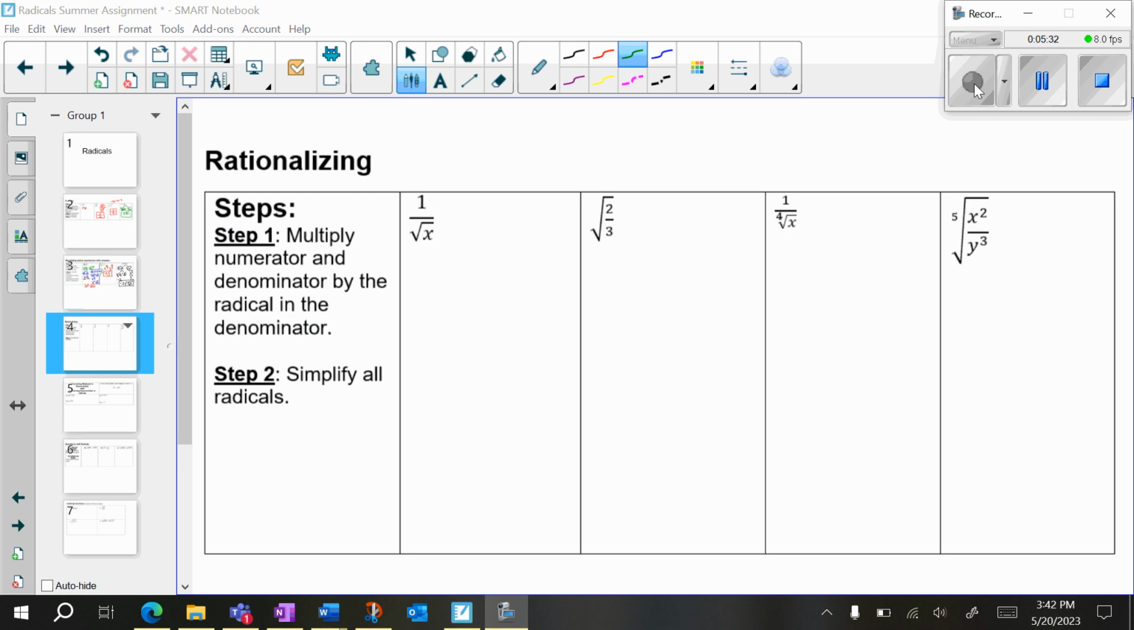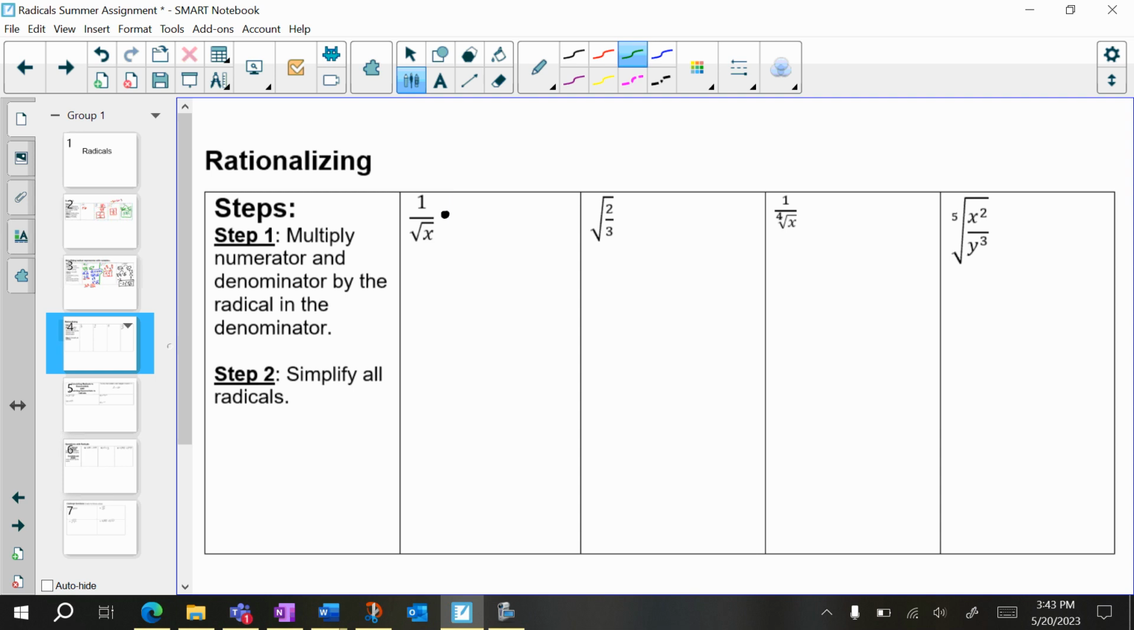Next, we have rationalizing. So here are the following steps. Step 1, multiply the numerator and denominator by the radical in the denominator. Step 2, simplify all radicals. So notice that I have 1 over radical x. We're not allowed to have a radical in the denominator. We have to rationalize. So for example, I want to multiply both the numerator and the denominator by radical x.